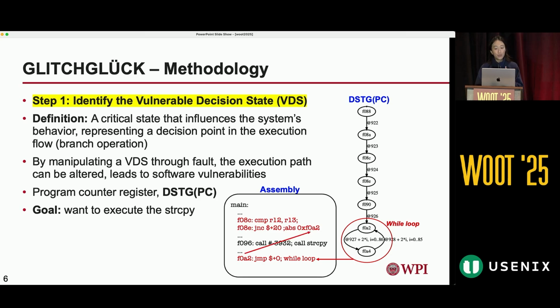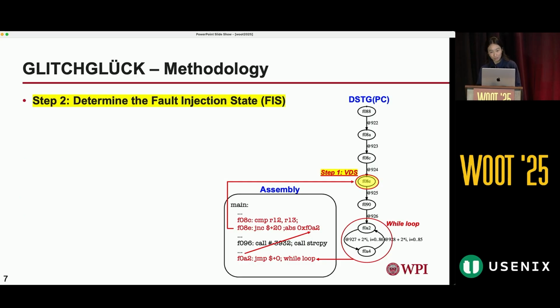So what we can do is trace back to where exactly this jump happens, either going to a string copy function or entering a while loop. And then we can see, okay, F08E is where the decision occurs, either triggering the buffer overflow or not. So the VDS is located at instruction F08E. Once we have located the VDS, the next step is to determine the fault injection state.